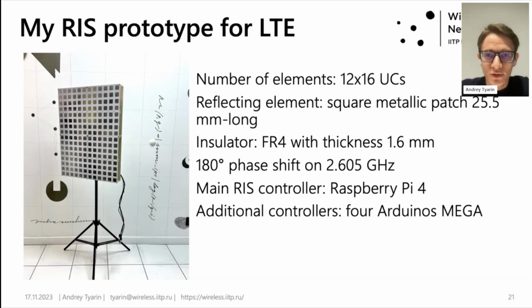As a central RIS controller, we use a single board computer, Raspberry Pi 4, which is connected to 4 Arduinos. It supports Wi-Fi connection to receive control commands and feedback information from user devices, such as laptops and smartphones. Even such a simple RIS prototype doubles downlink and uplink throughput for edge users in outdoor and outdoor to indoor scenarios in LTE.